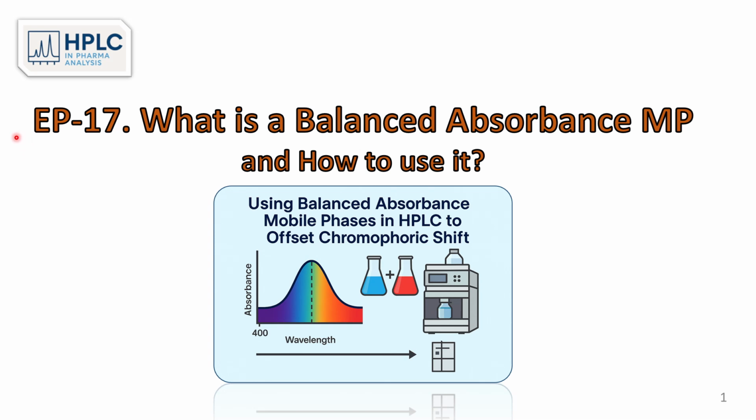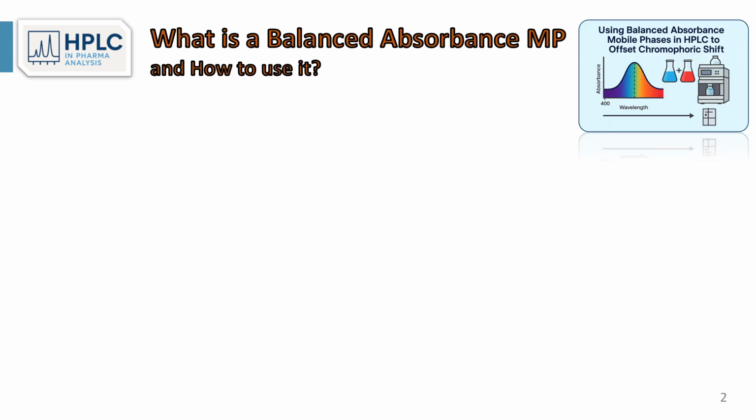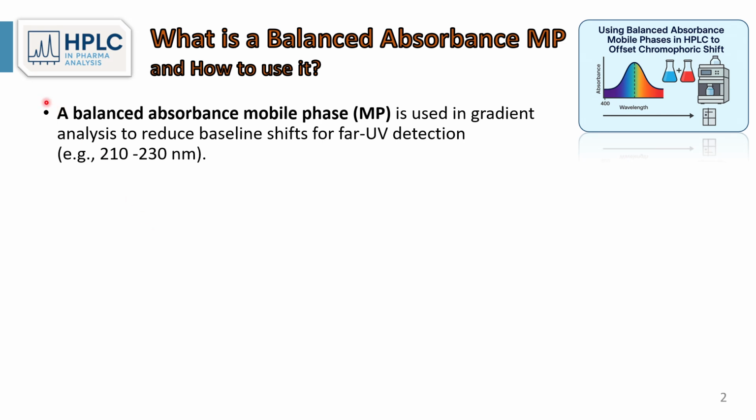What is a balanced absorbance mobile phase and how do you use it? A balanced absorbance mobile phase is used in gradient analysis to reduce the baseline shift for far UV detection, for example, 210 to 230 nanometer detection.